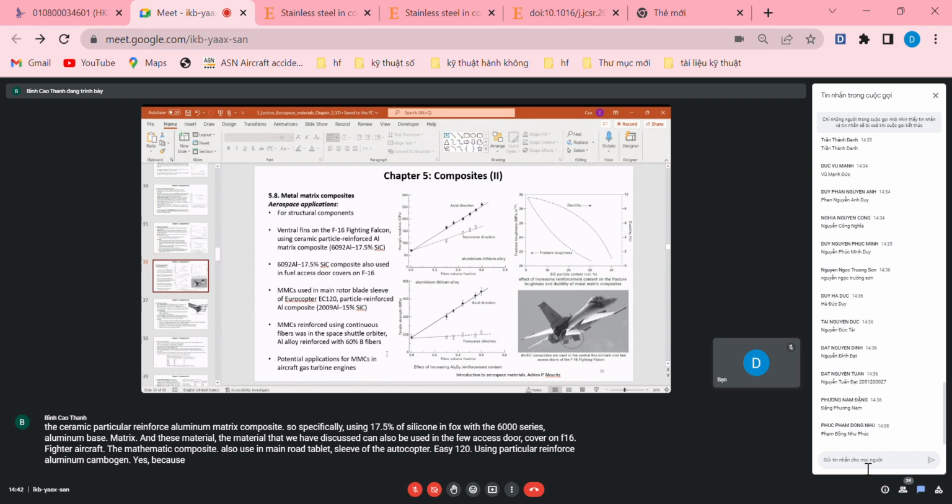Yes, because when we use the particle reinforced metal-based composite, we can have a higher probability of fabricating isotropic materials. So it's easier to fabricate, easier to synthesize the material with a well distributed second hard phase within the matrix. If you use the fiber reinforced matrix, then as a result, you will have anisotropic properties.